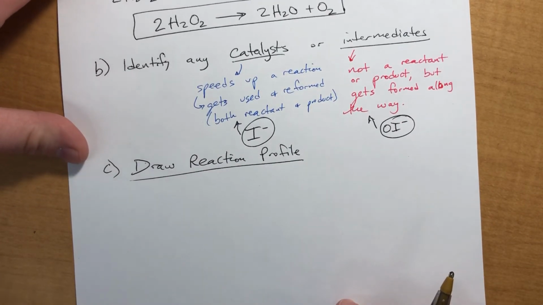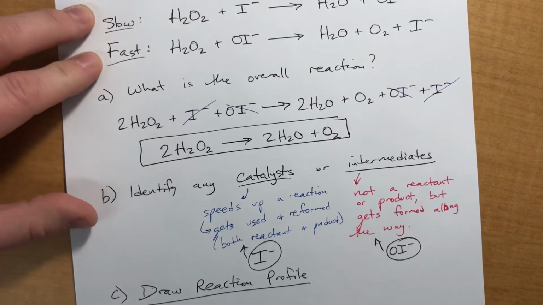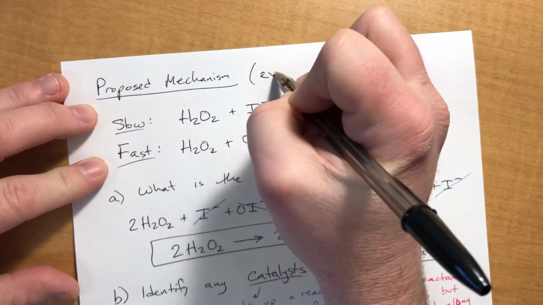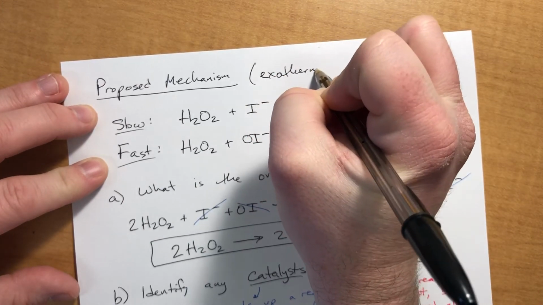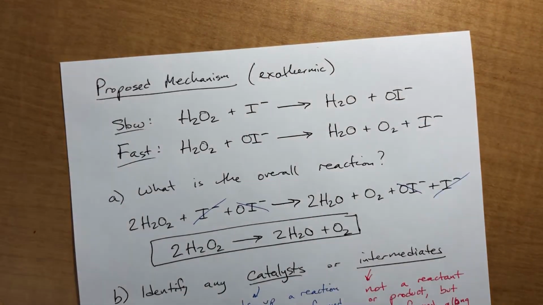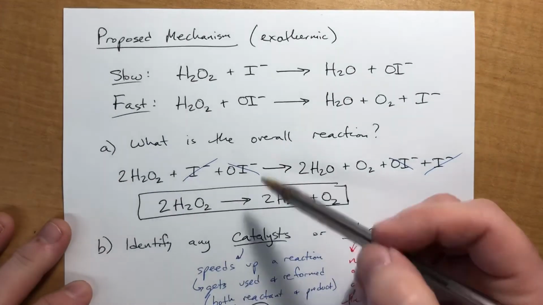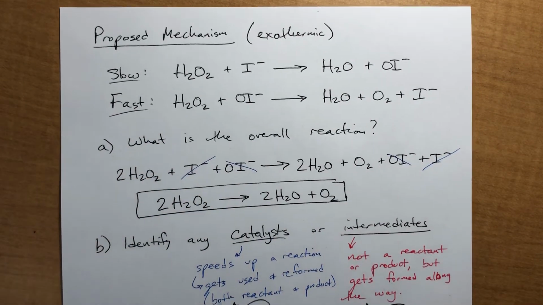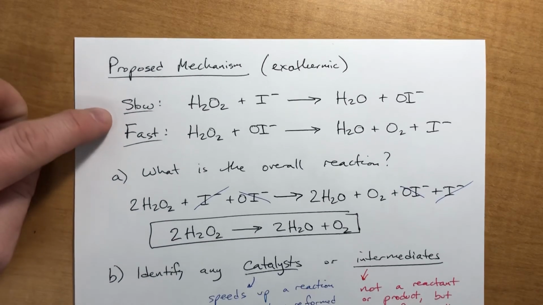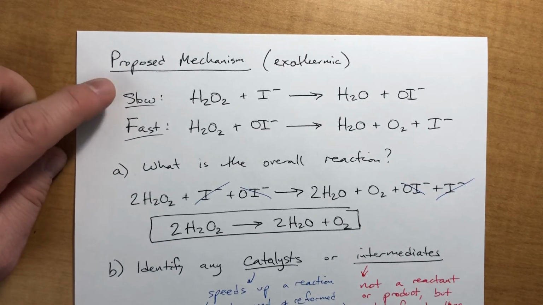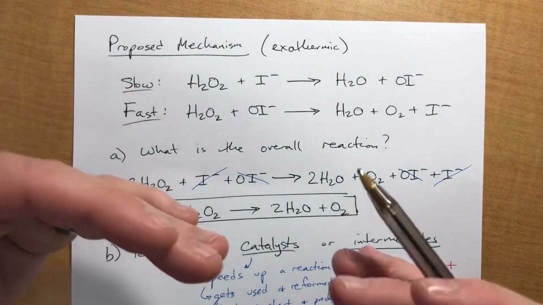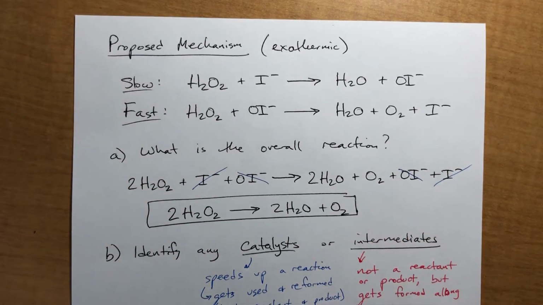You would also need to know if it's exothermic or endothermic, which I haven't told you yet, so I'll go ahead and put it in here. Let's say it's exothermic, because I'm pretty sure it is. If it's exothermic, the products are going to be more stable than the reactants. That part is the same as what we saw before. The slow step is always the tallest peak, and the fast step is always the shorter of the two peaks, but both peaks are higher in energy than either the reactants or the products.